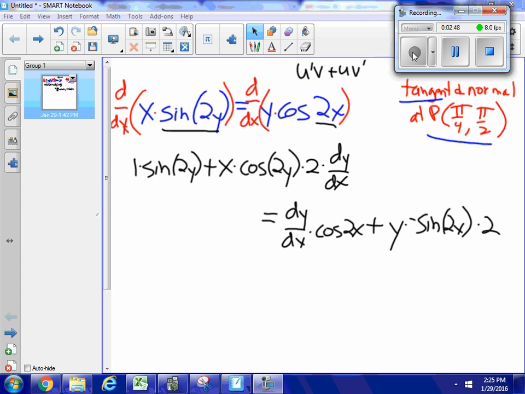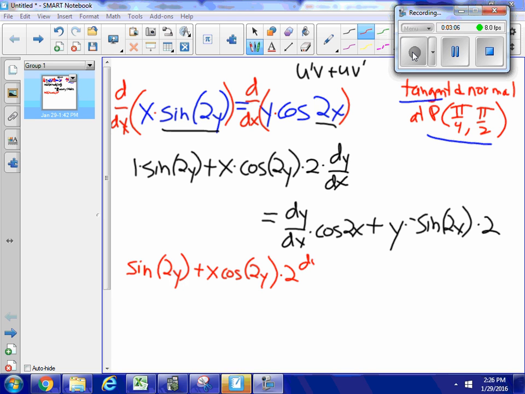So, kind of simplifying this out a little bit, I have sine of 2y plus x cosine 2y times 2 dy dx is equal to, well, I have a negative sign and a 2, so I'm going to go negative 2y sine 2x plus cosine 2x dy dx.